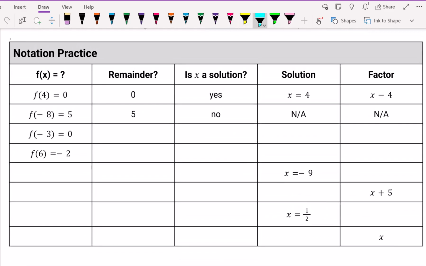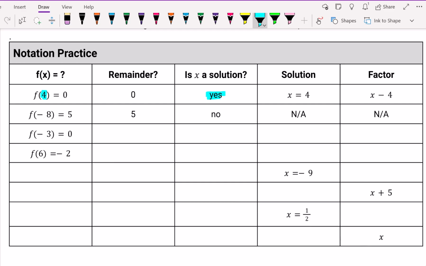So right here it says if f of 4 is equal to 0, that means if you plug a 4 into your polynomial and your result is 0, then the remainder is 0, and that's going to wind up being a solution. So in the last lesson, you covered the first three columns. The first three columns are that function notation, and whether or not it has a remainder. And if the remainder is 0, then yes, it's a solution. So what we're going to do is focus more on, if it is, then we write what the solution is and what the factor is.